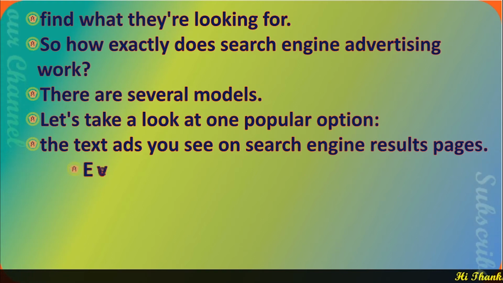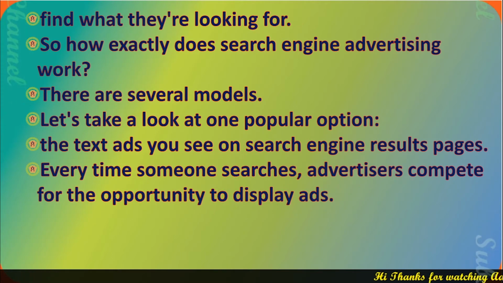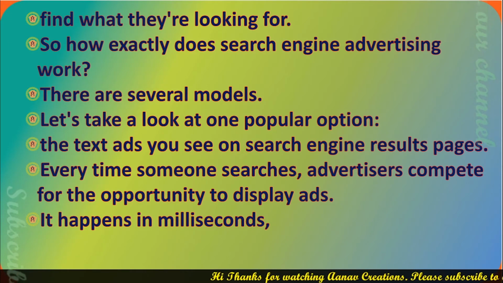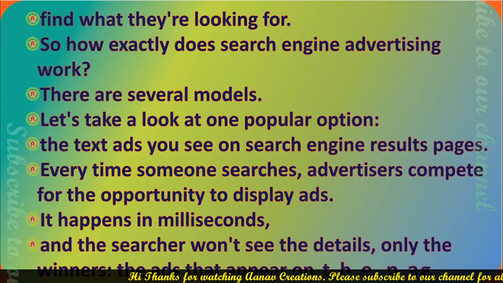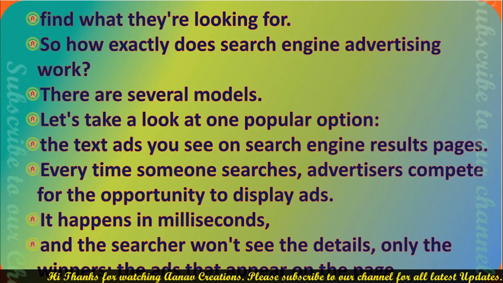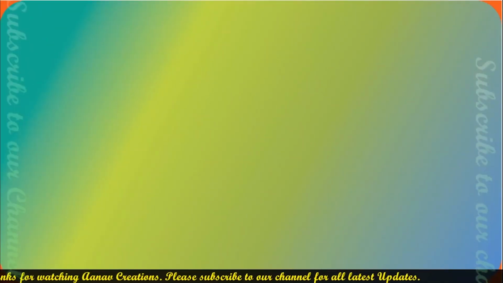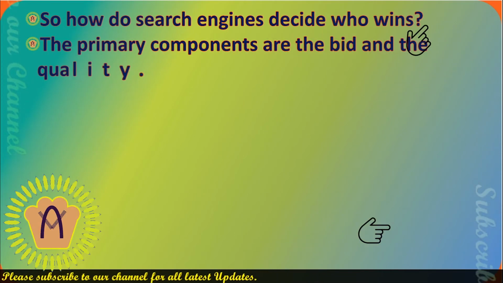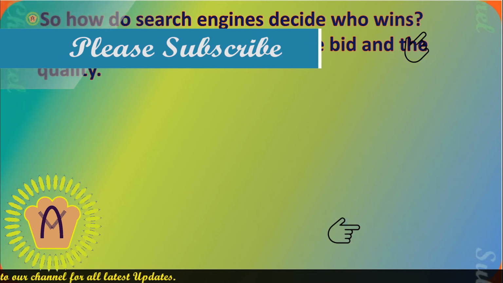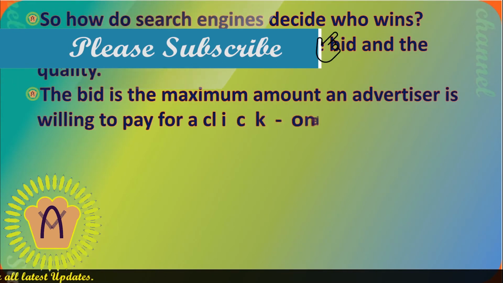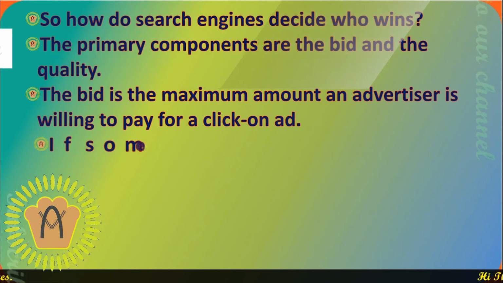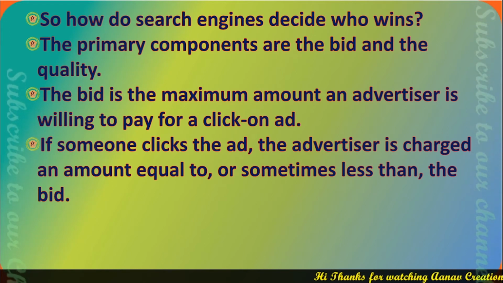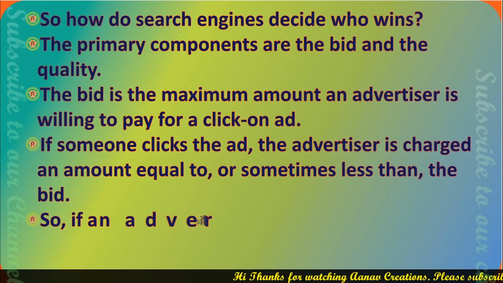The text ads you see on the search engine results pages. Every time someone searches, advertisers compete for the opportunity to display ads. It happens in milliseconds, and the searcher won't see the details, only the winners, the ads that appear on the page. So how does the search engine decide who wins? The primary components are the bid and the quality. The bid is the maximum amount an advertiser is willing to pay for a click on an ad. If someone clicks the ad, the advertiser is charged an amount equal to or sometimes less than the bid.